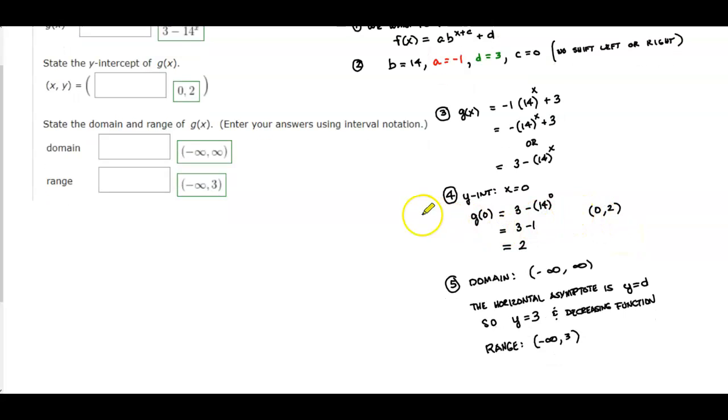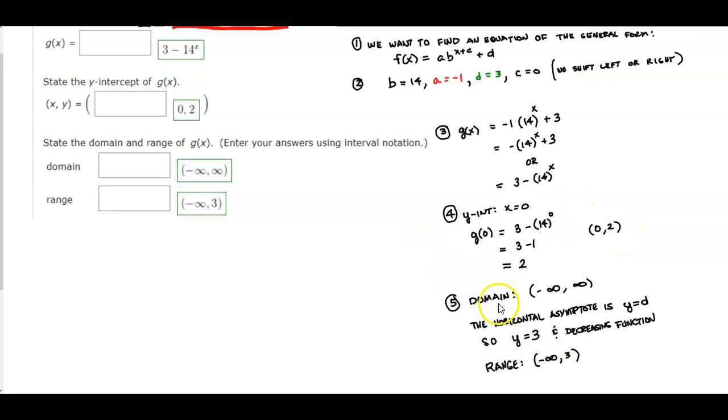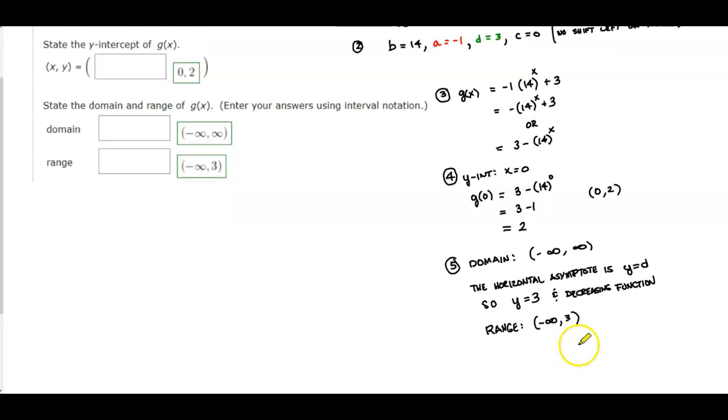And then we're going to state the domain and range of the function. The domain goes from -infinity to +infinity, and the horizontal asymptote is when y is equal to the value of d. The value of d was 3, so y is equal to 3, and it's a decreasing function. Since we know that, the range is going to go from -infinity to 3.